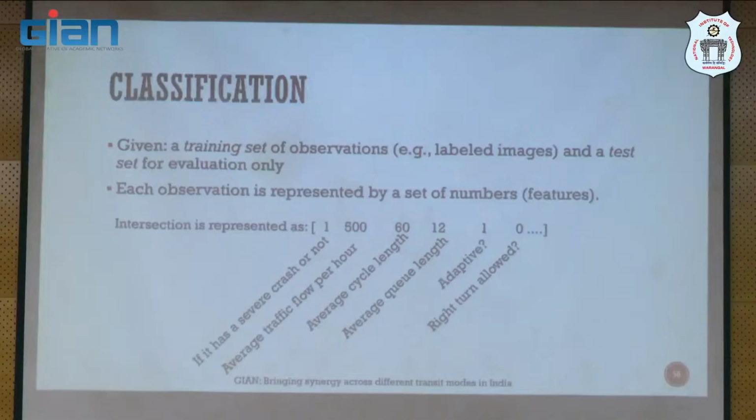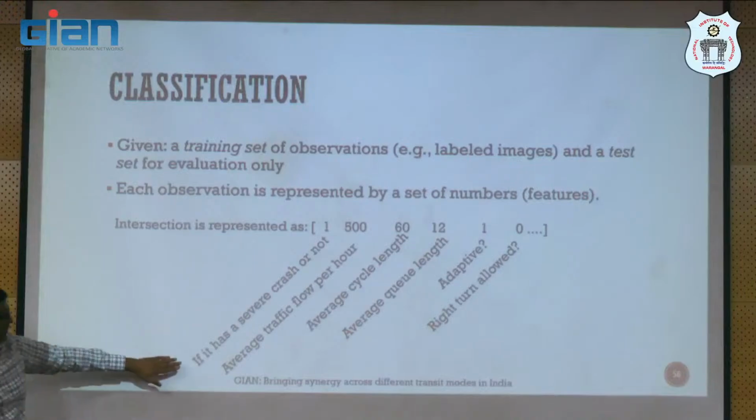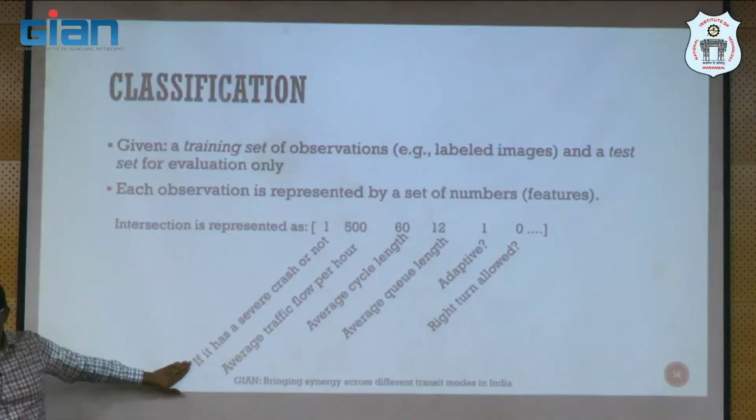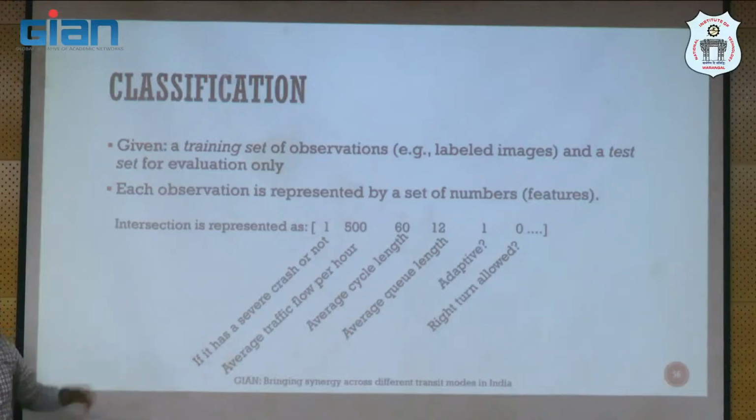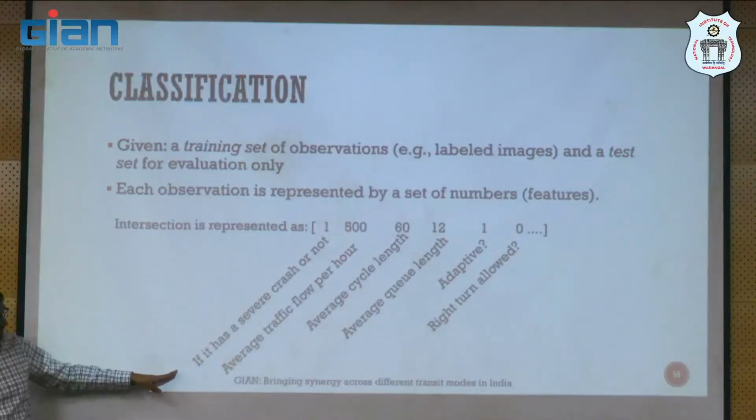So here each observation is represented by features. You call them features or whatever numbers you have. If you look at an intersection, whether it has a severe crash or not is the variable that we're looking at. This is the variable we want to classify. So we are trying to answer, will this intersection have a severe crash or not in the next year? That is the classification variable we're interested in.